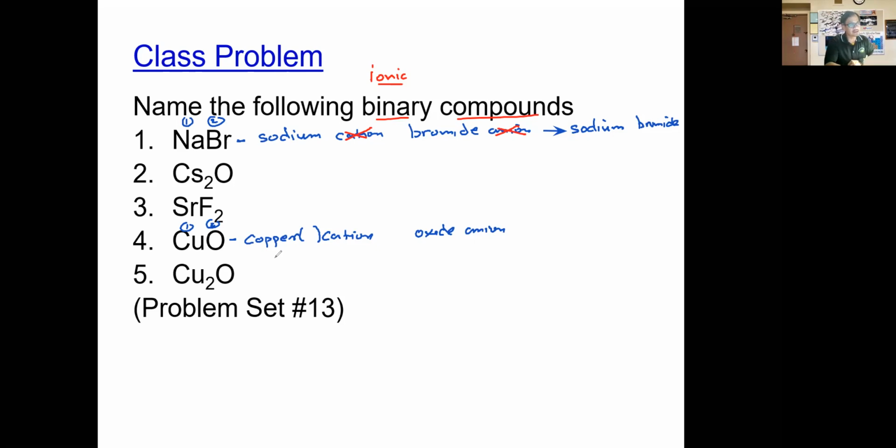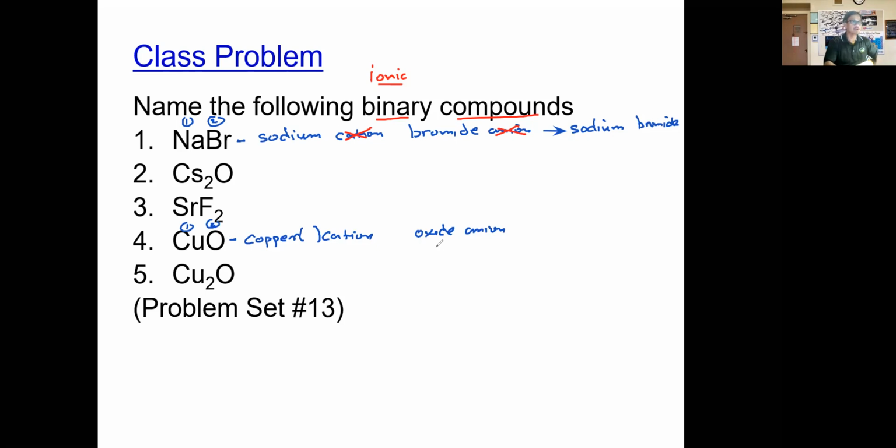And so the question then is, how do we determine what the charge is? Remember, the Roman numeral here will indicate the charge on this copper. So how do we go about determining the charge on that copper? Well, we have to determine the charge on the anion first, and recognize how many of each one of those atoms we have. We have one copper atom and one oxygen atom.